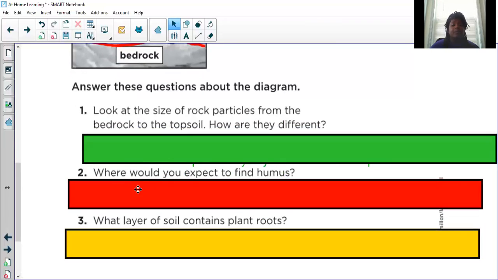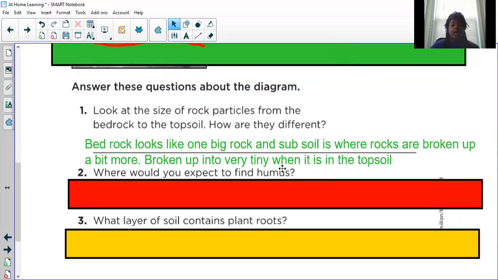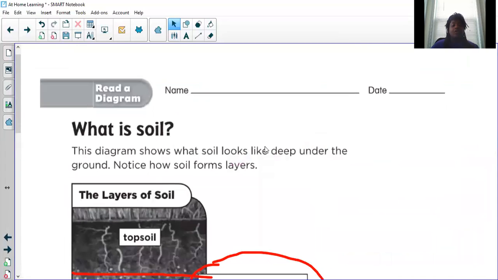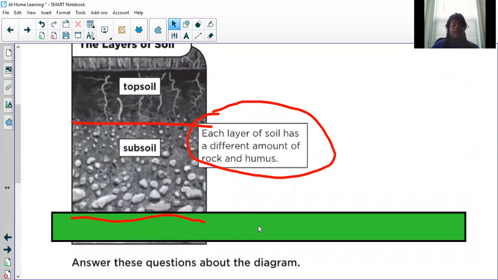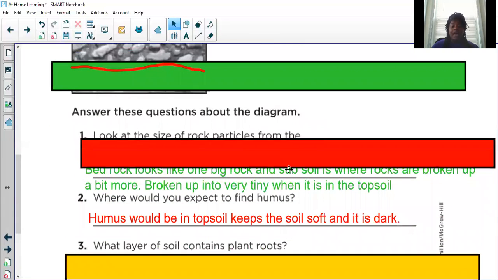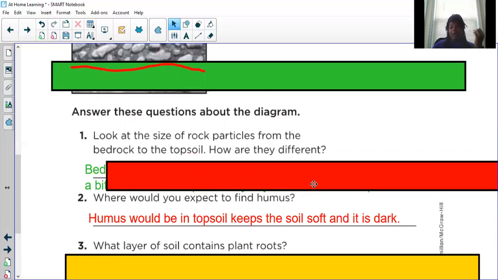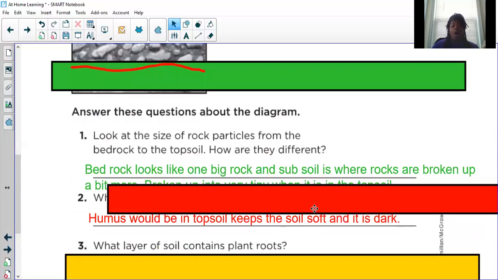So the next one says, where would you expect to find humus? So we go back to our reading. It says humus looks dark. It adds nutrients to the soil, and humus works as a sponge to soak up the rainwater and keep the soil moist. So I'm going to be looking for a dark area in my diagram, the darkest area, and that's topsoil. Most humus will be in the topsoil because it's soft and it's dark, because it acts like a sponge and soaks up all that rain and water. It's the wettest part.